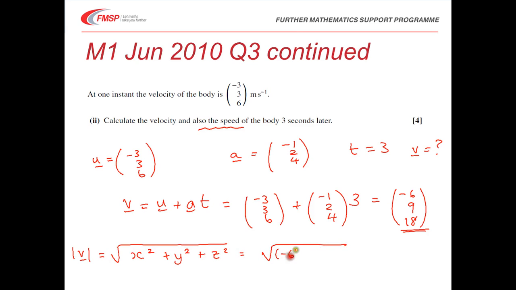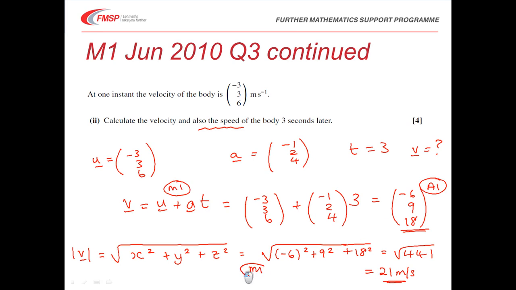So we'll have -6 squared plus 9 squared plus 18 squared. And if you use your calculator to work that out, or do it in your head, √441, which works out to be 21 meters per second. So the allocation of the marks, you get 1 mark for choosing the correct equation. And you get a mark here for getting to the correct answer. That's an accuracy mark. Same again on the second part. A method mark for showing that you're using Pythagoras, and then an accuracy mark for executing that correctly.